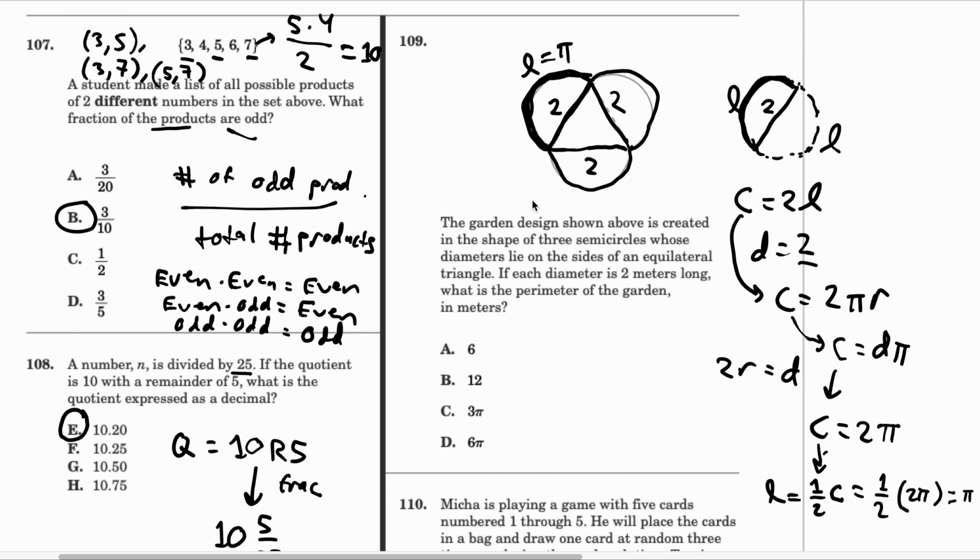So L is just pi, and so the perimeter of the garden is going to be 3L, right? Because this is L, this is L, and so that would just be 3 pi, and so that's going to be C. Okay.